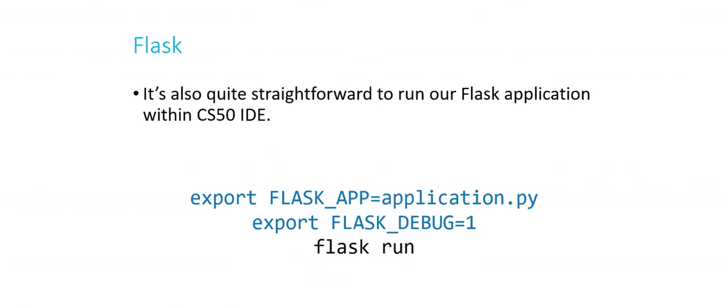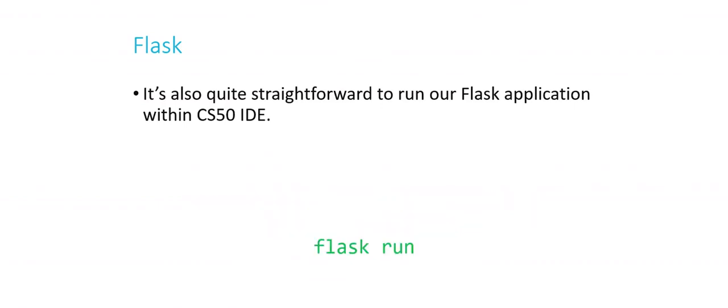Again, after the first time you get configured with the particular application you want to run, you can leave these 2 blue lines out. You don't need them again. You can just continue to type flask run, and it will continue to run that same application over and over until you no longer want to run it. And then you would export a different application, export a different debug mode, and so on.